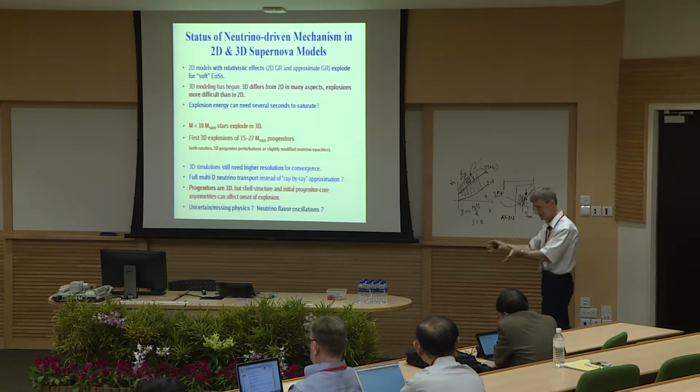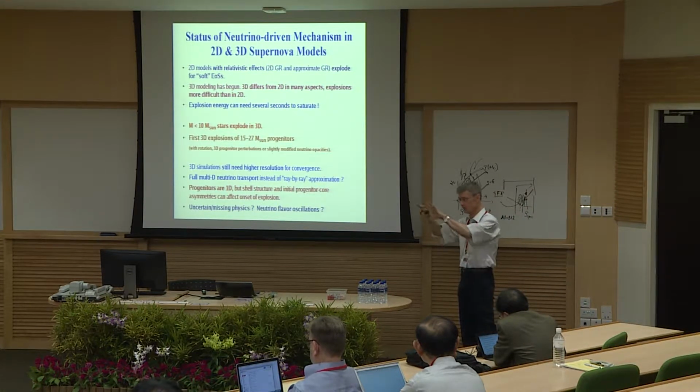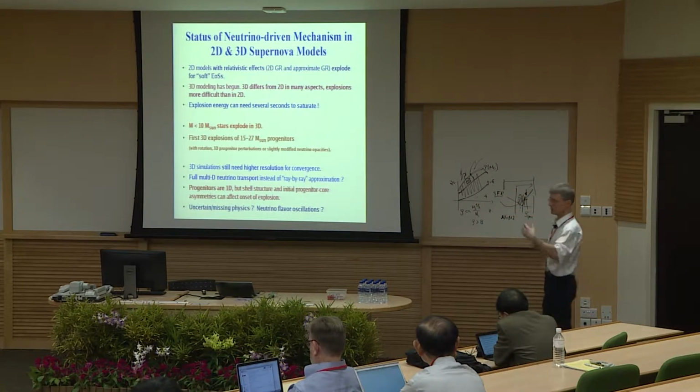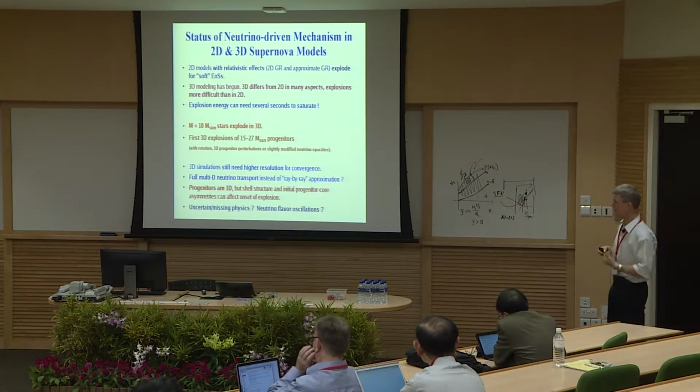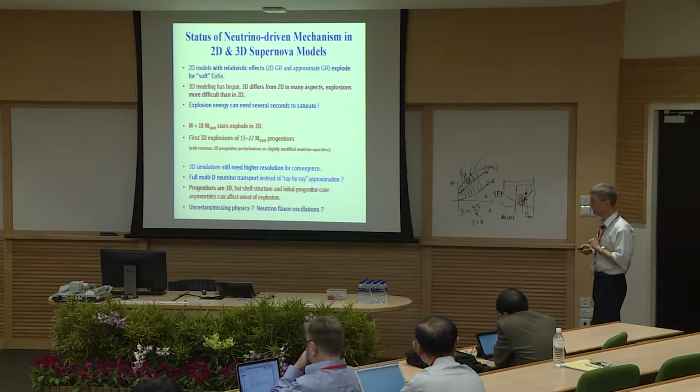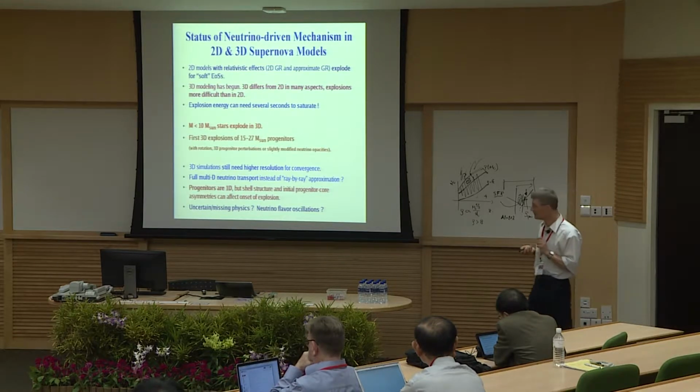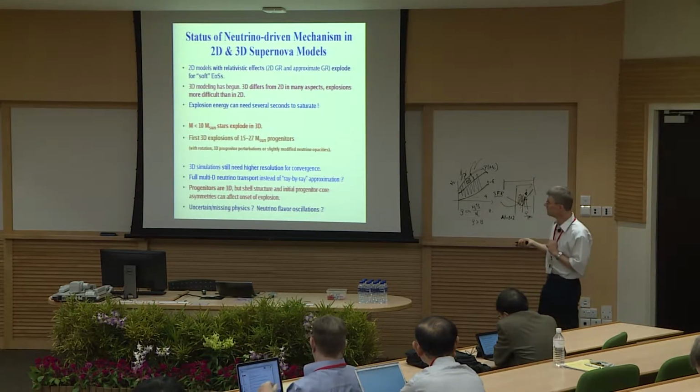I showed you a case where we only obtained an explosion when we used the asymmetries we generated ourselves by following oxygen burning for 5 minutes. We are now running a 19 solar mass star to do a similar thing.